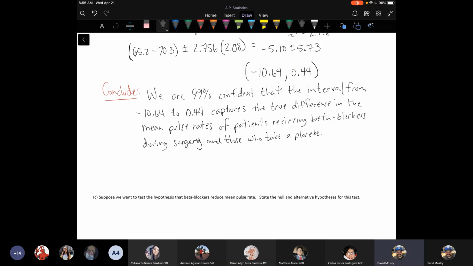Are there any questions? Anything I can clarify on this 4-step process? Getting our confidence interval. Okay.